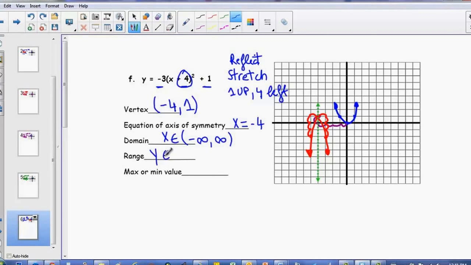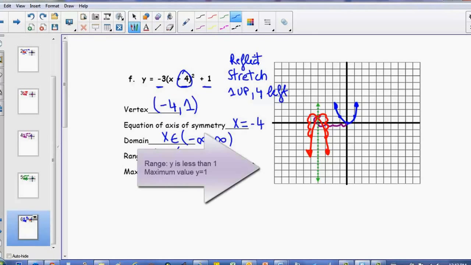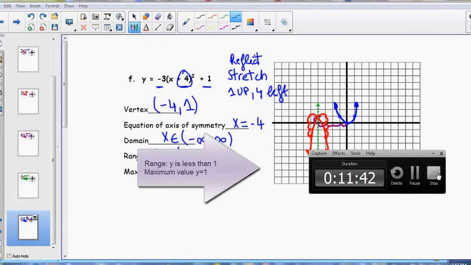Looking at the range, we have to take into account that the function has a maximum value of 1. So the range is from negative infinity, and I apologize for the 0, the pencil got the better of me here. It's from negative infinity to 1, and the maximum value of y is 1.